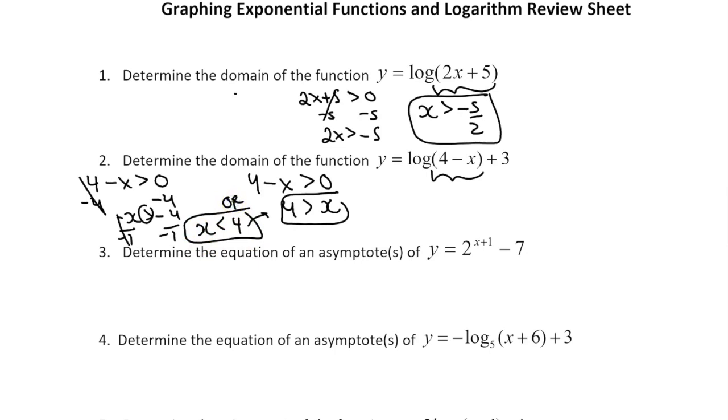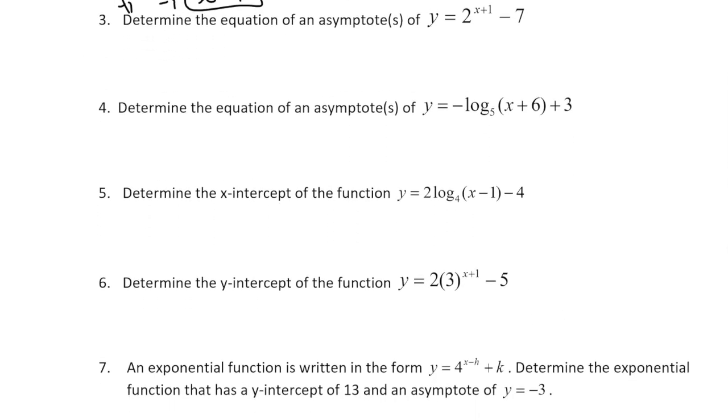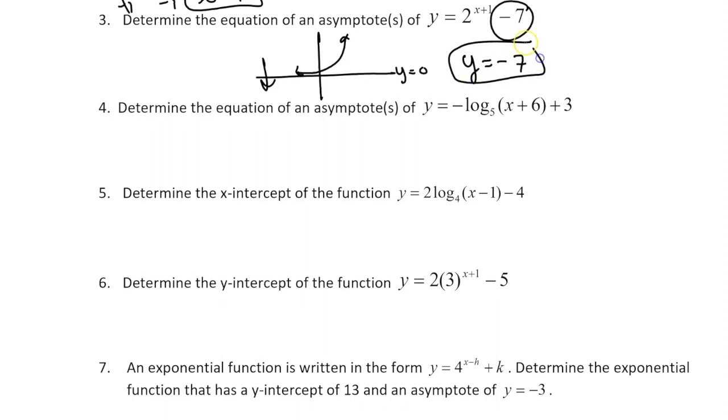Determine the equation of the asymptote for this question here. So this is an exponential function. If you have an exponential function, again, you don't need to graph the entire thing. A basic exponential function looks like this with an asymptote at y equals 0. This subtract 7 tells us we're going to drop everything down 7. So we could say we have an asymptote at y equals negative 7.